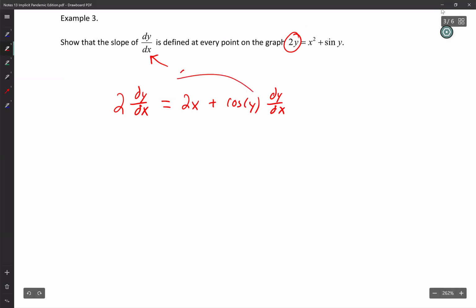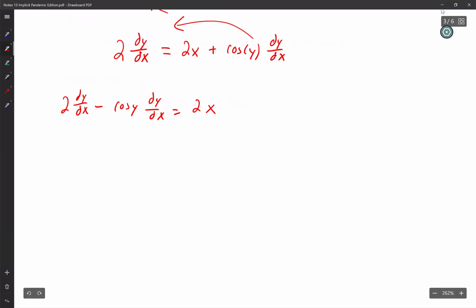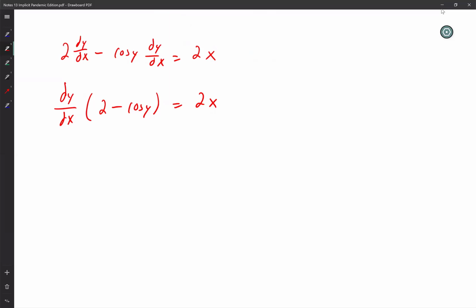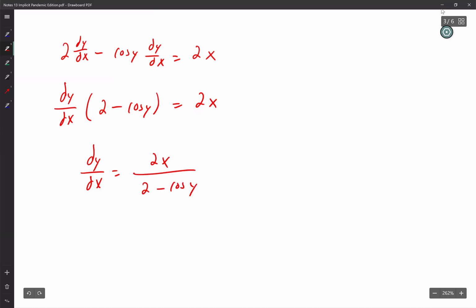So I'm going to move this to the left. So I'm going to write 2 dy dx minus cosine y dy dx equals 2x. Next, I'm going to factor out a dy dx. dy dx, factored out, 2 minus cosine y equals 2x. Perfect. To get it by itself, I'm going to divide. So dy dx is equal to 2x over 2 minus cosine y.